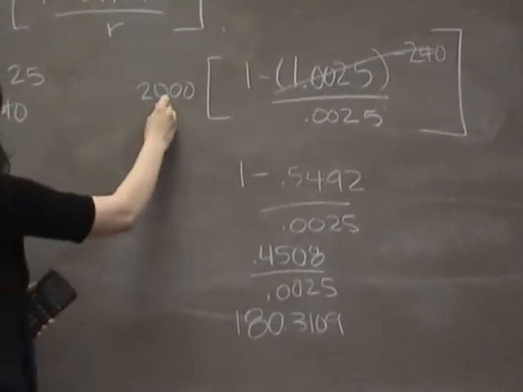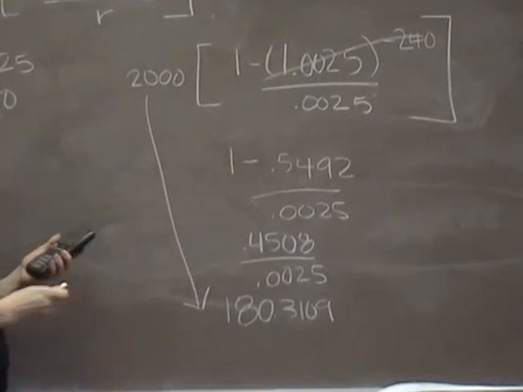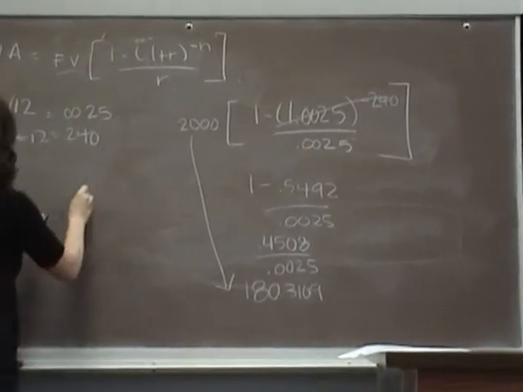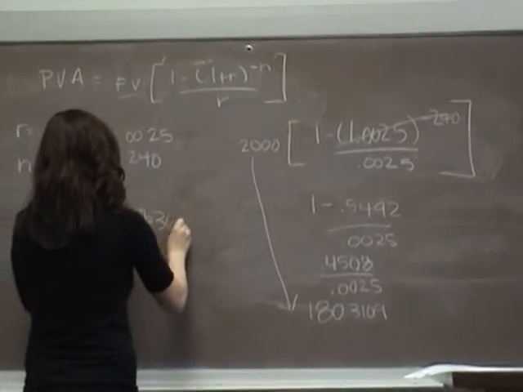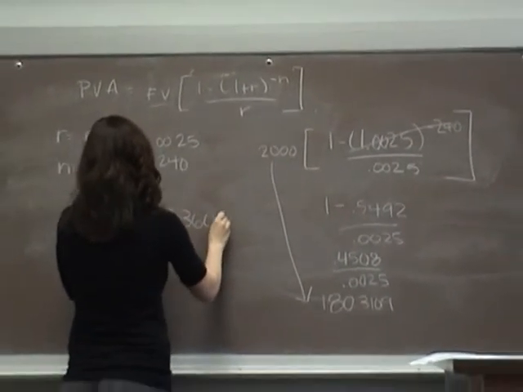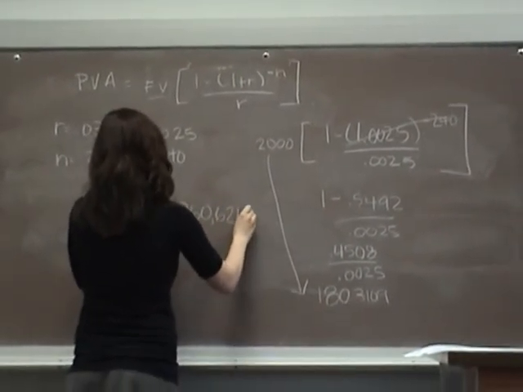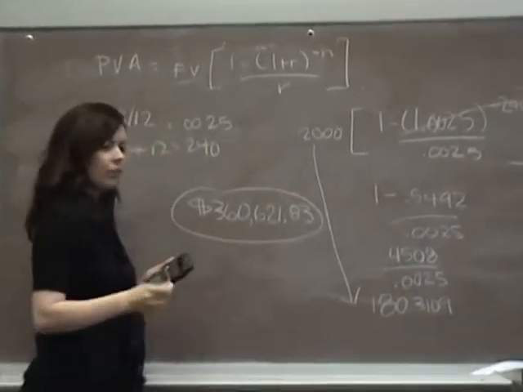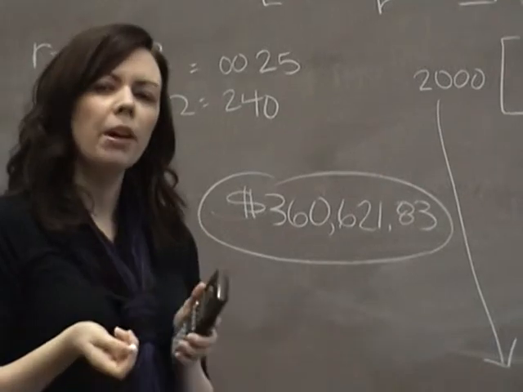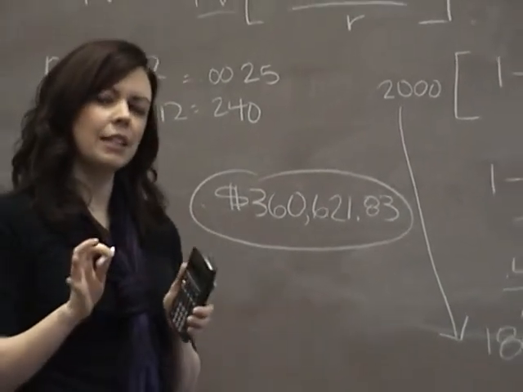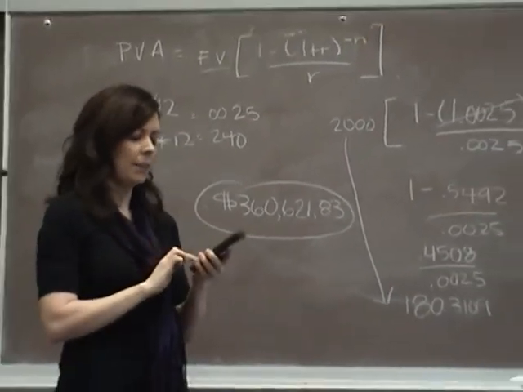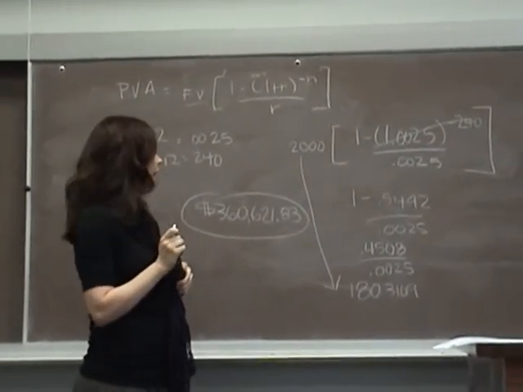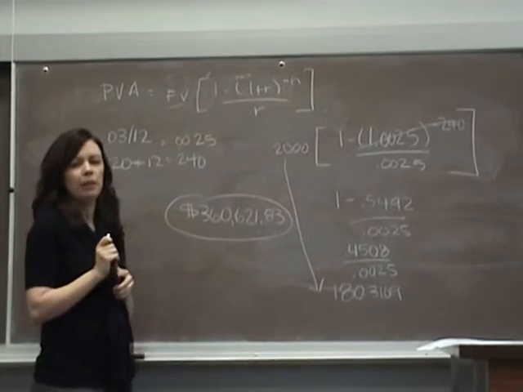I left my future value just hanging up there. So I need to multiply that for my last step. 360,621.83. Now, if you just leave these in your calculator, you might be off by a few dollars, a few cents. That's going to be okay if it's off just a little bit, but make sure you're doing the rounding properly. And that is an example of how to do a PVA.